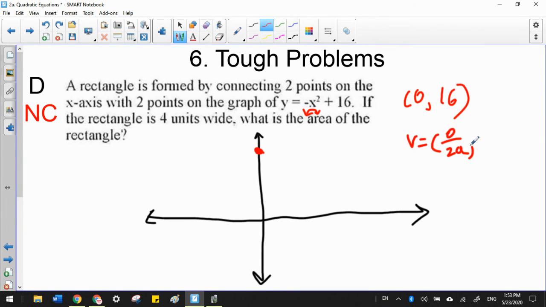And the fact that it's going to be 0 divided by something tells me that the x value of the vertex is going to be 0. So then the y value of 16 right here is my vertex. And with that in mind, we know it's going to be facing downwards, and I want to get to my x-intercepts.